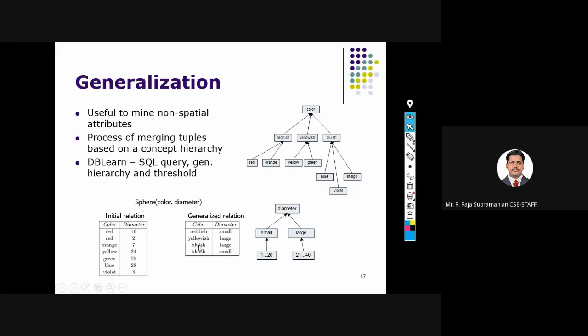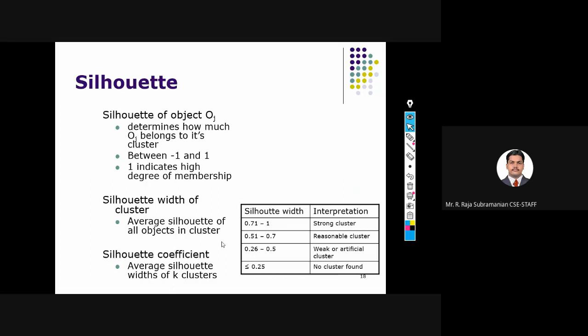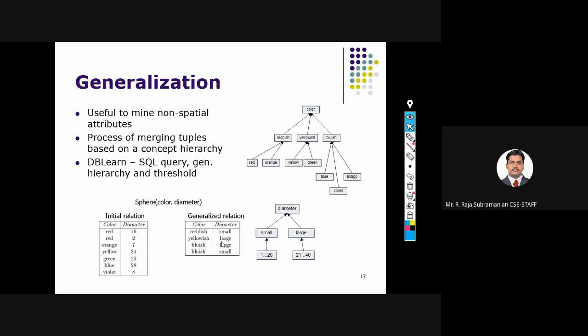This reddish, yellowish, bluish, and so on can be grouped as small, large. Like that, I can make them form some clusters, right? What will happen is, if you are using an SQL query, this CLARANS clustering is not much required for a non-spatial kind of data set, because a non-spatial data set is 2D related, and it may not require that much efficiency to run in a randomized way.